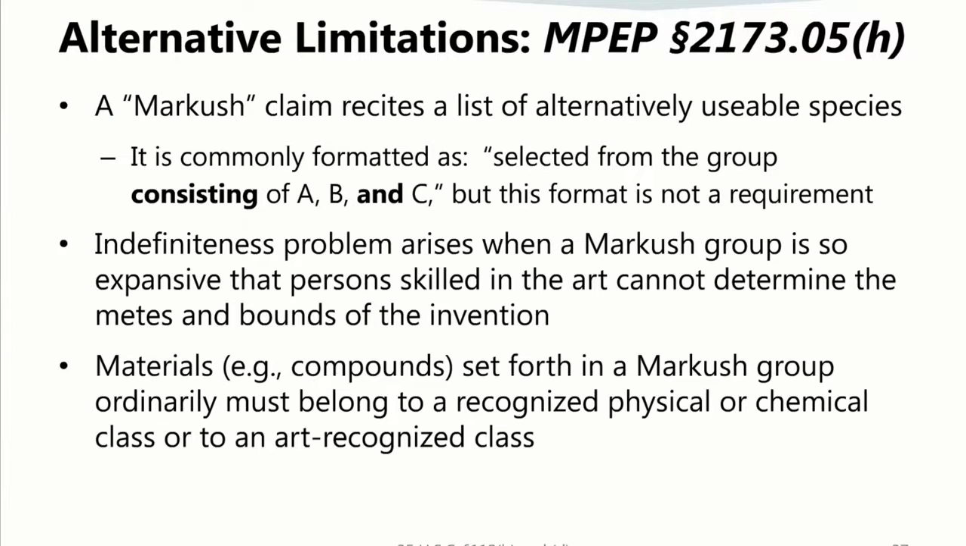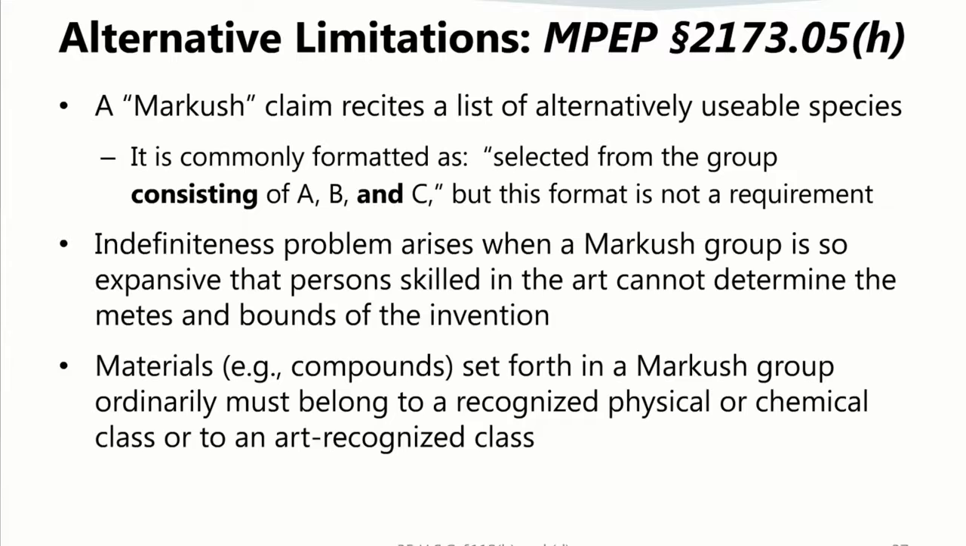A Markush claim may encompass a large number of alternative species, but it is not necessarily indefinite for such breadth. In certain circumstances, however, a Markush group may be so expansive that one skilled in the art cannot determine the metes and bounds of the claimed invention due to an inability to envision all of the members of the Markush group. In such a circumstance, you may reject the claim for indefiniteness under 112(b).